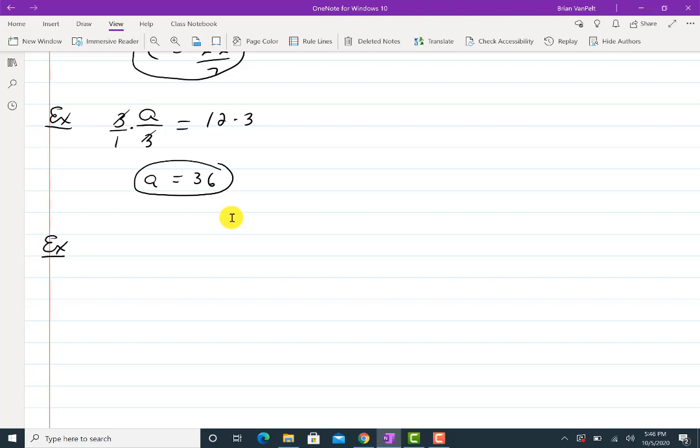Next, I have 12 equals -k over 8. So to get k by itself this time, I will multiply both sides by -8. That way I wipe out the negative and the 8 at the same time. Negative, negative, negative, those all go away, leaving just a k. And then 8 times 12 is 96.